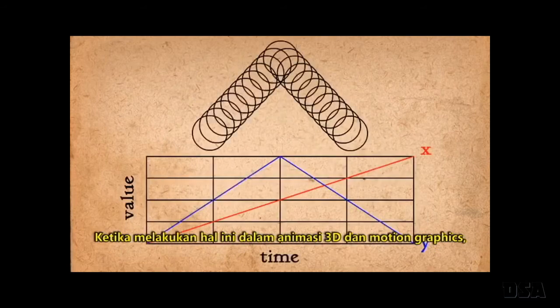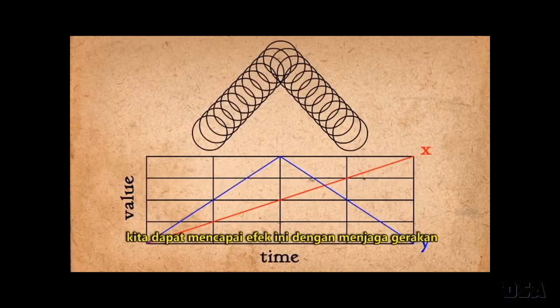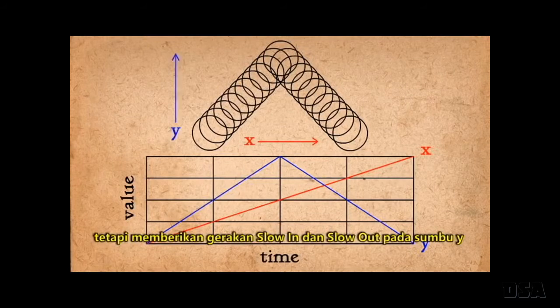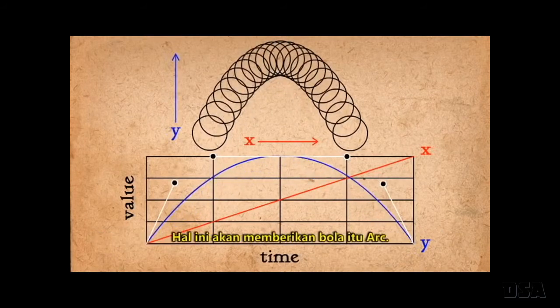When doing this in 3D and motion graphics, we can achieve this effect by keeping the movement in the x-axis constant, but giving the movement in the y-axis a slow in and slow out. This will give the ball its arc.